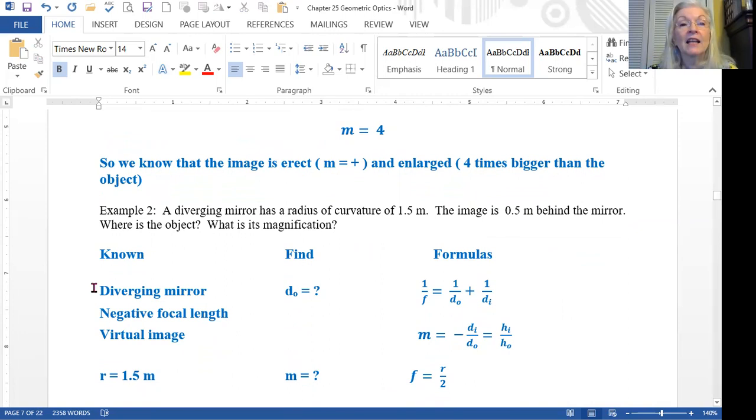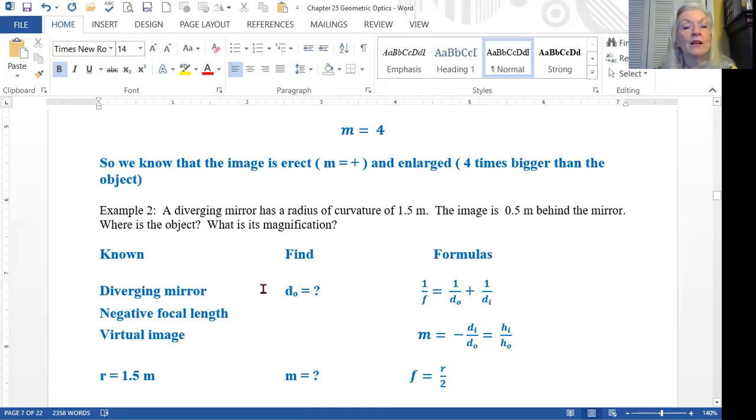That means it has a negative focal length. You need to write that down or you'll forget. Immediately, if you tell me I have a diverging mirror, I know it's a negative focal length, I know it's a virtual image, and I know it's going to be erect and reduced. So let's see what those numbers turn out to be.